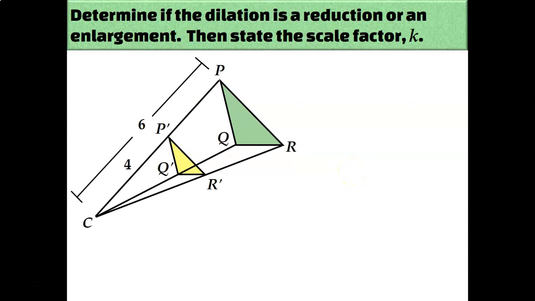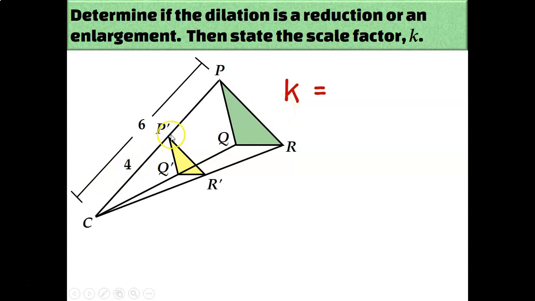I want you to tell me if this is a reduction or an enlargement and tell me what the scale factor is. Well, the first thing to do is orient yourself to which one is the pre-image and which one is the image. The pre-image is the one that has just normal letters, P, Q, R. And the image is the one that has apostrophes, P prime, Q prime, R prime. So we started with the green triangle, and then we dilated it to the yellow triangle. And you can visually see that it got smaller. So this must be a reduction. But a reduction of how much? What is my scale factor? Well, to calculate the scale factor K, you always put the new length over the old length.